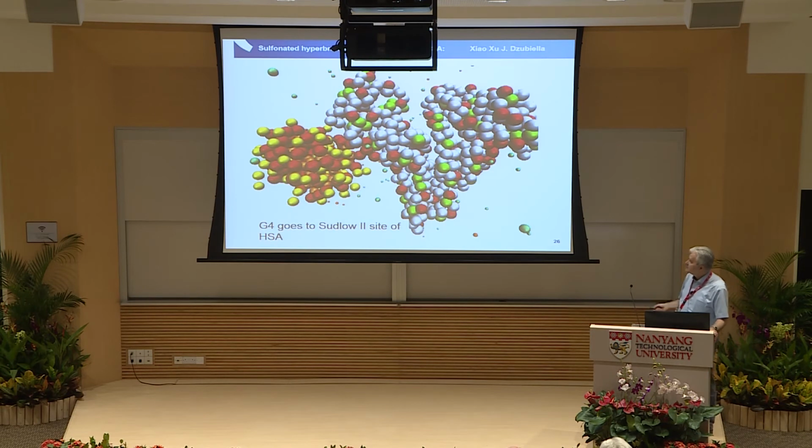Okay, then of course the simulation tells us again that this G4, or this is a snapshot of the simulation, goes again to the pseudo 2 side, and if you look into the details, the dendrimer is even a little bit distorted.